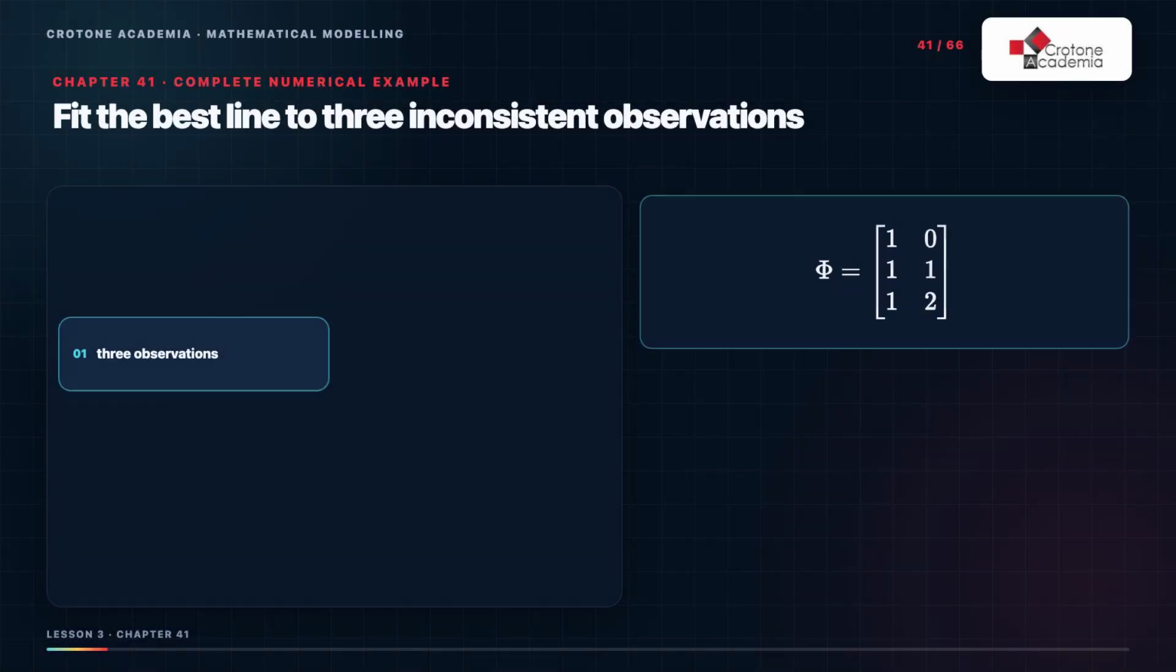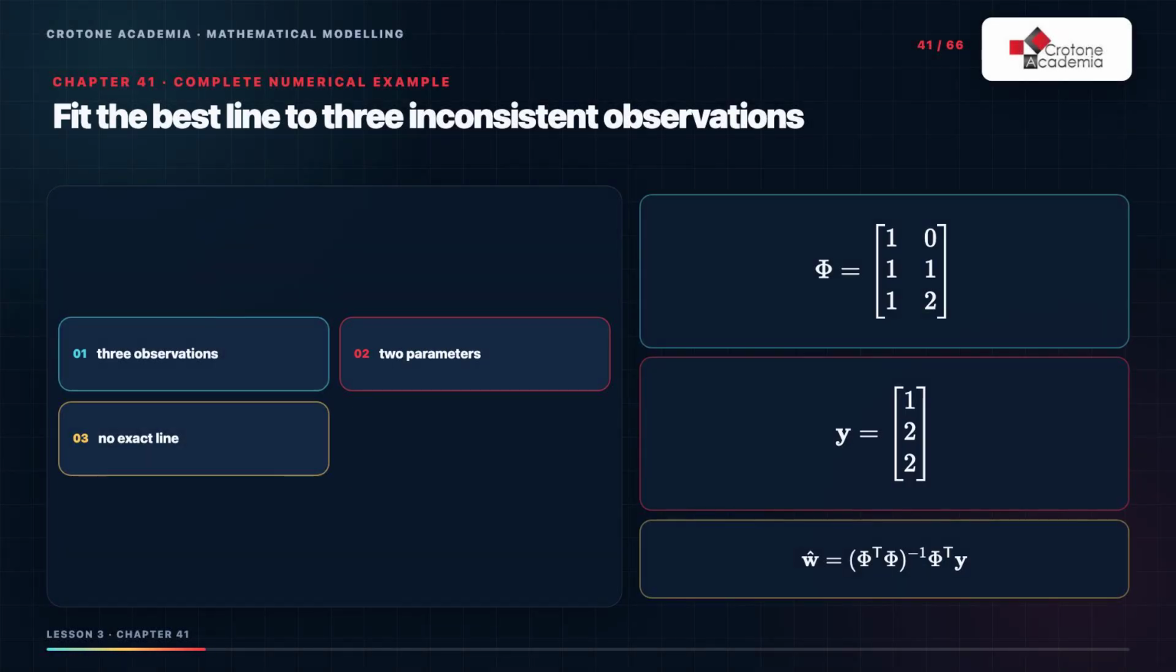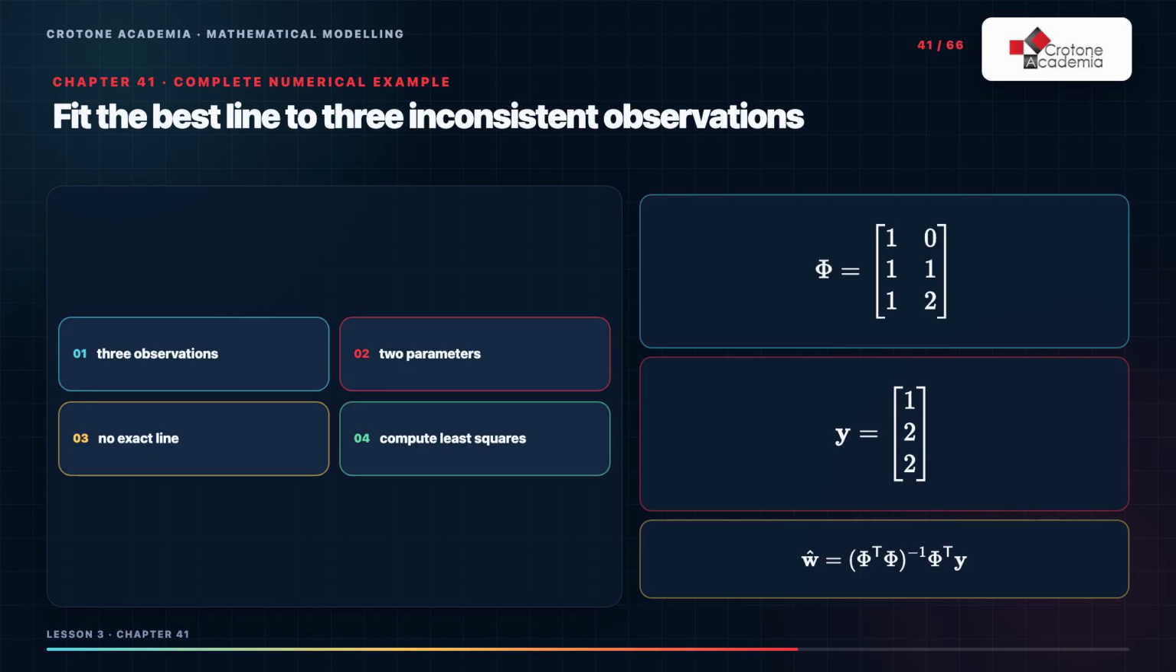Return to the inconsistent observations at inputs 0, 1, 2 with outputs 1, 2, 2. Now the line design matrix has rows (1, 0), (1, 1), and (1, 2). The observed vector is (1, 2, 2). We will now calculate the least squares solution completely, then verify both its residuals and its projection geometry.